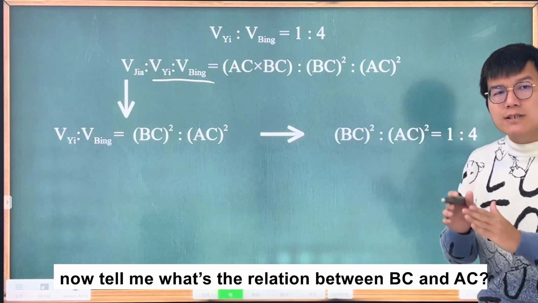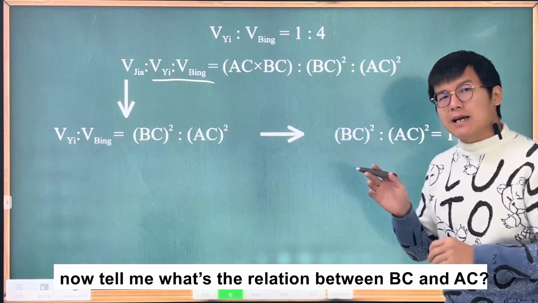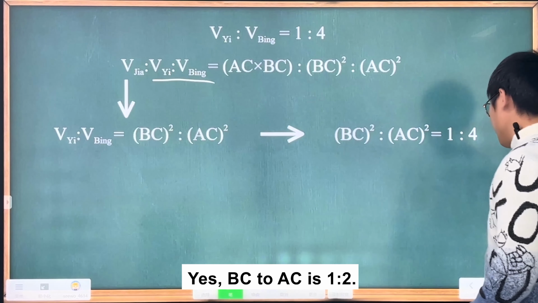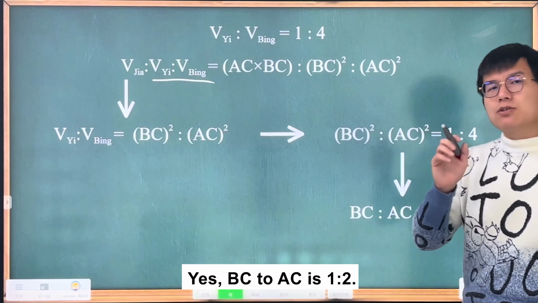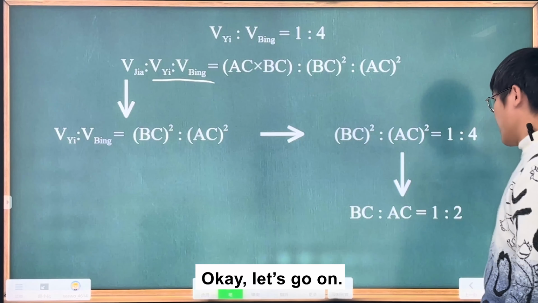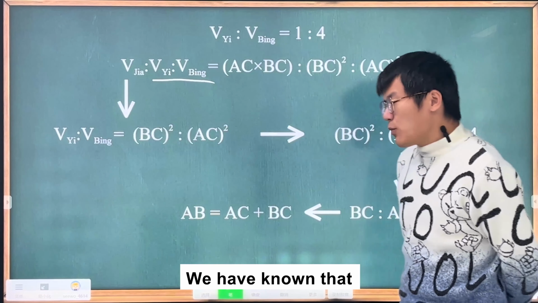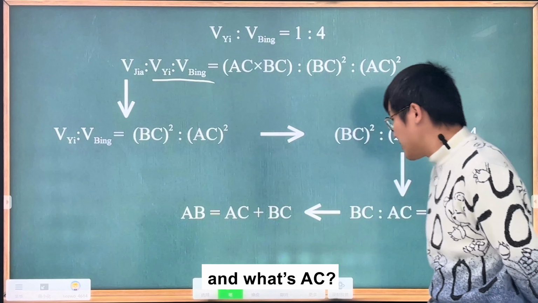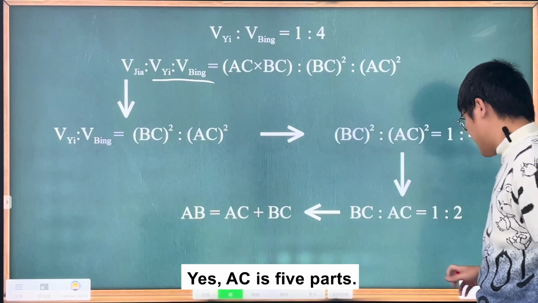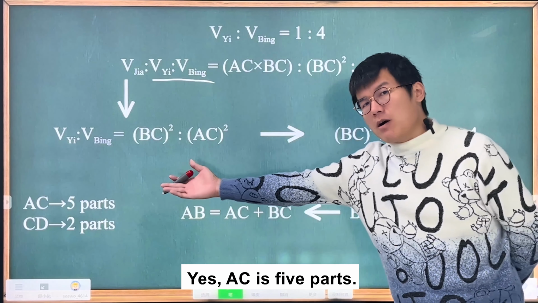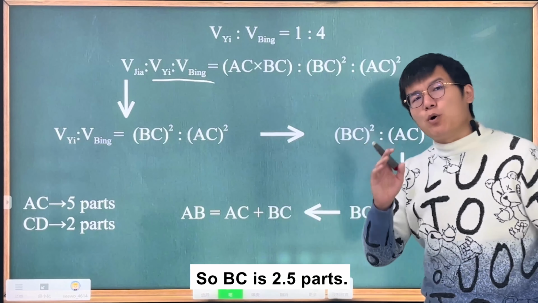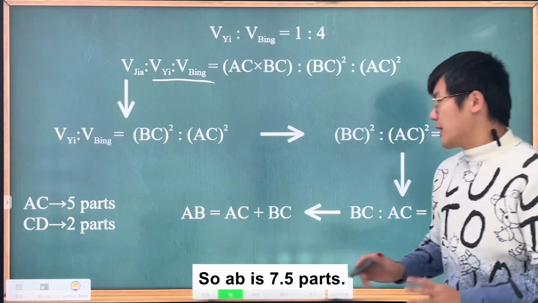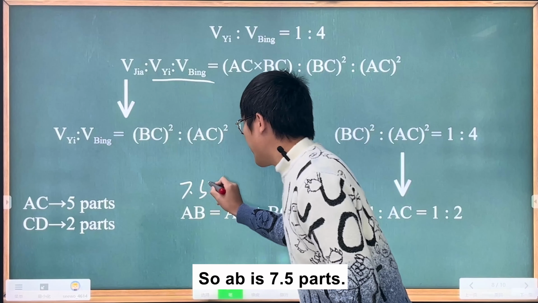Now tell me, what's the relationship between BC and AC? Yes. BC to AC is 1 to 2. Okay, let's go on. We have known that AB is equal to AC plus BC. And what's AC? Yes, AC is 5 parts. So BC is 2.5 parts. So AB is 7.5 parts.